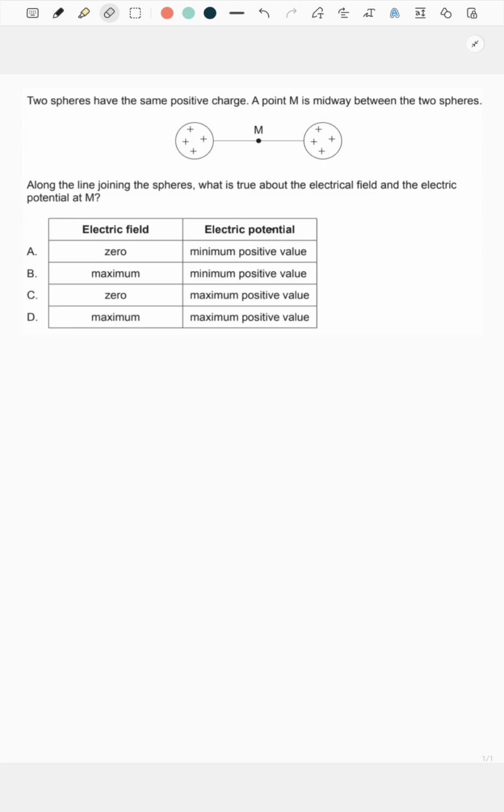Okay, let's consider the two spheres as two point charges, positive charges. Let's say plus Q and plus Q. So we need to see what is the electric field and potential at the midpoint.